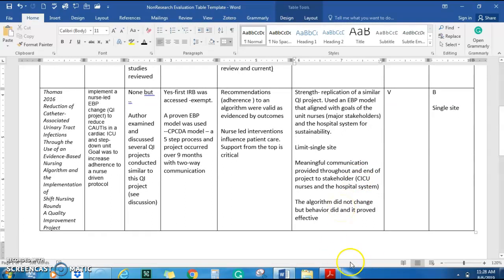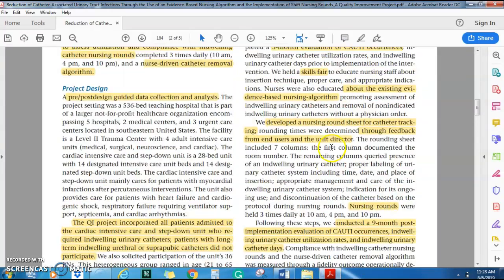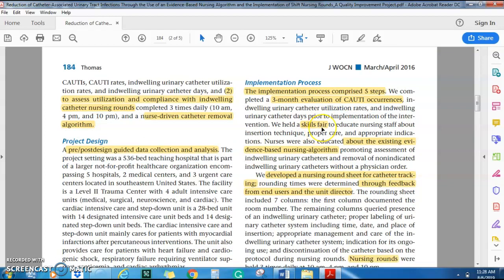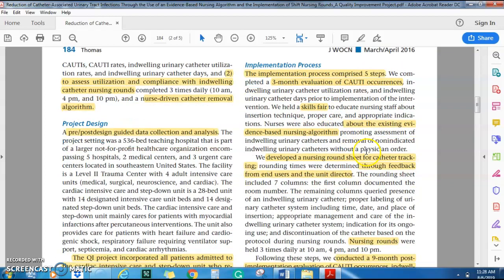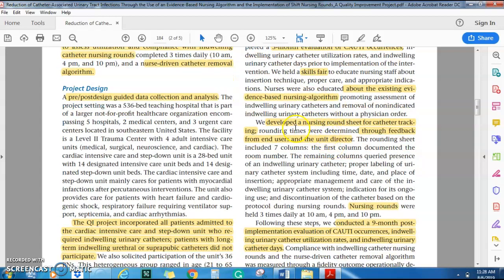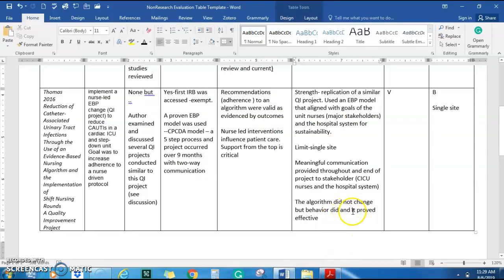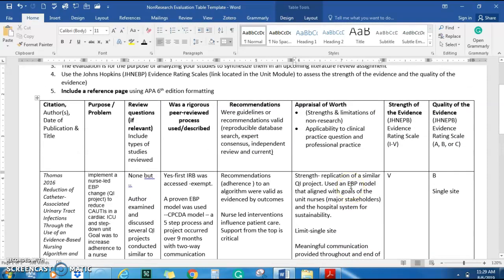So as you read through this, they really talked about bringing this protocol back, and they educated them on the protocol. They did a skills fair. So here it is, the existing evidence-based nursing algorithm or protocol. They really talked about it here. They developed nursing round sheets. So they went through it specifically, and they really did a lot of different things to be able to make this behavior change. And it proved effective. So that was very, very nice.